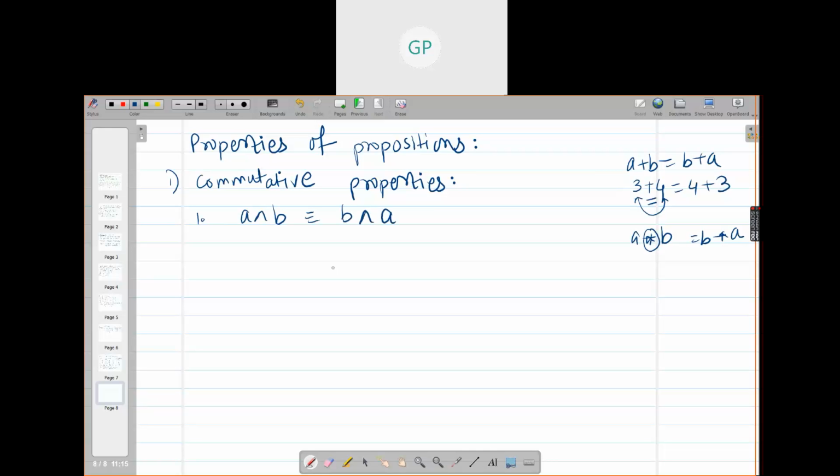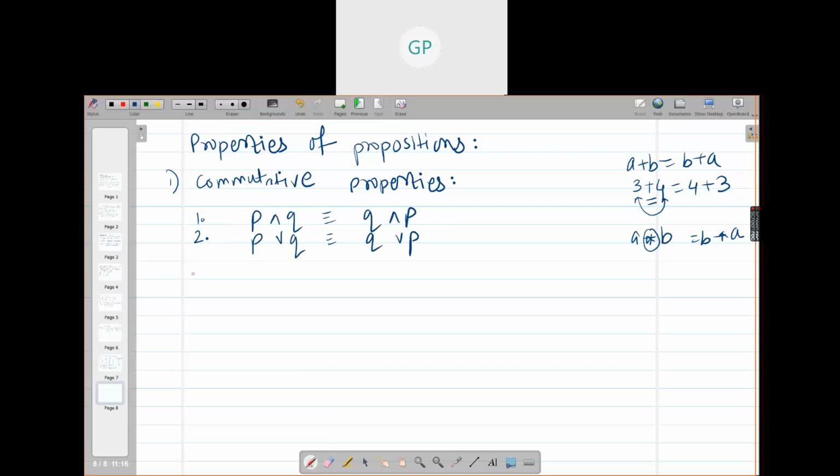Whichever order you write it in, they commute. A or B. Let us not use the letters A and B. I'm so sorry, P, because when we use A, B, I talk in terms of Boolean algebra by default. So P and Q is equivalent to Q and P. P or Q is equivalent to Q or P.